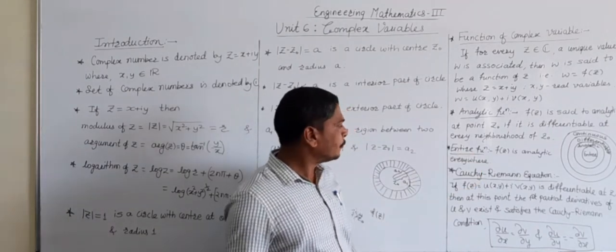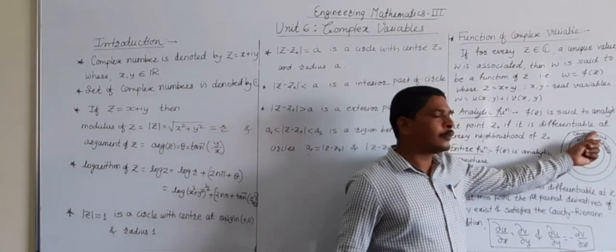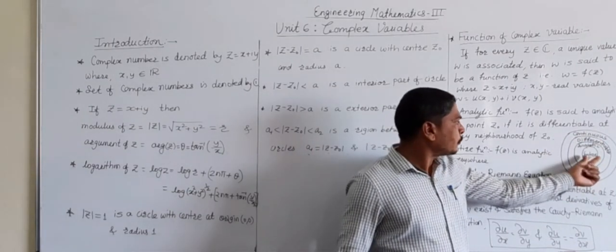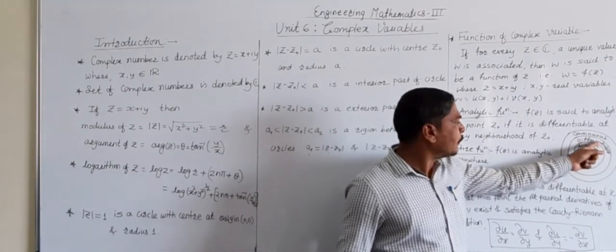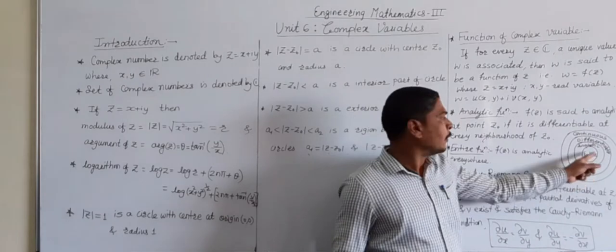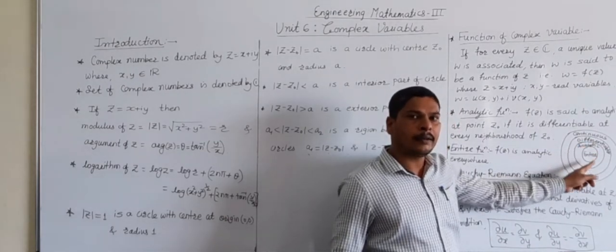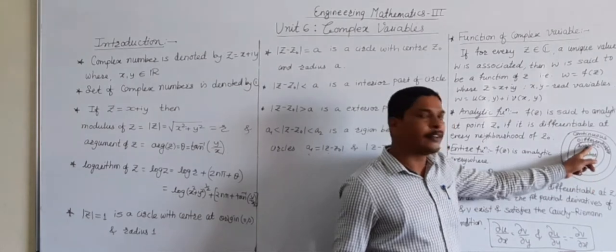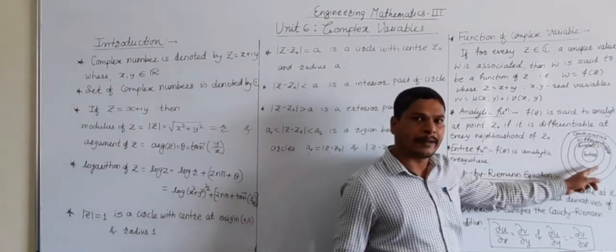Okay, so this is a small Venn diagram. Continuous function. If a given function is differentiable, then the function is continuous. If a function is analytic, then it is differentiable and continuous. If our function is entire, then it is analytic.